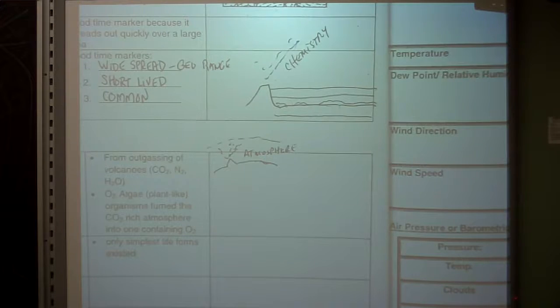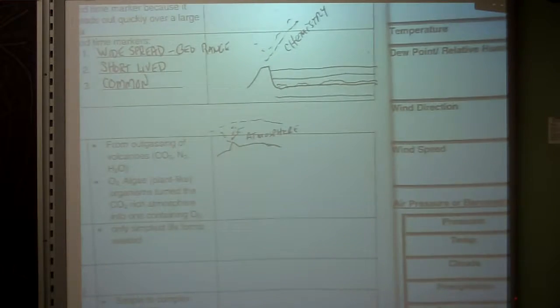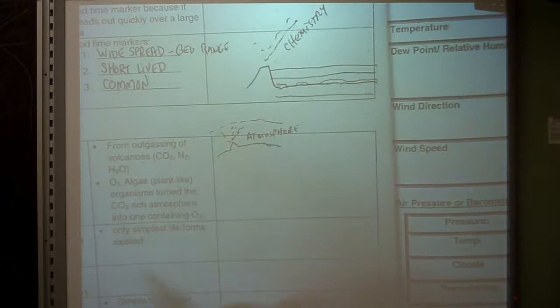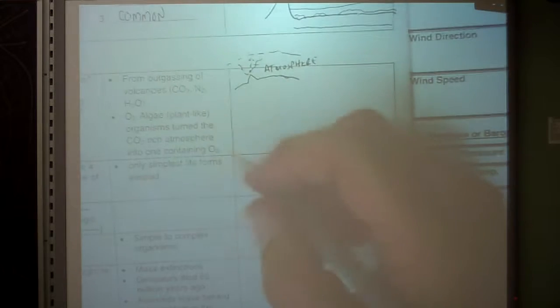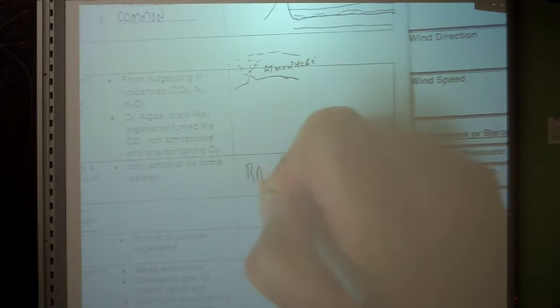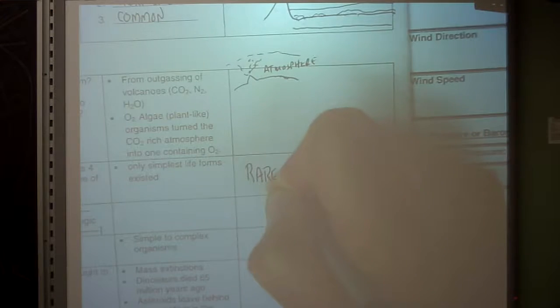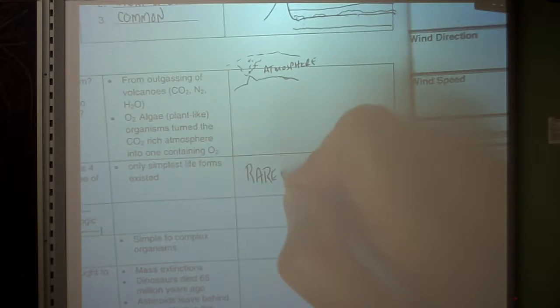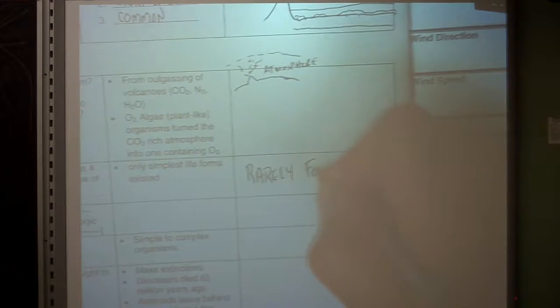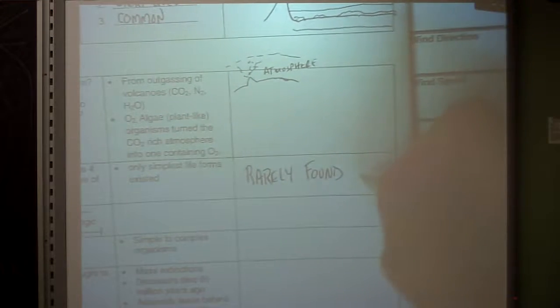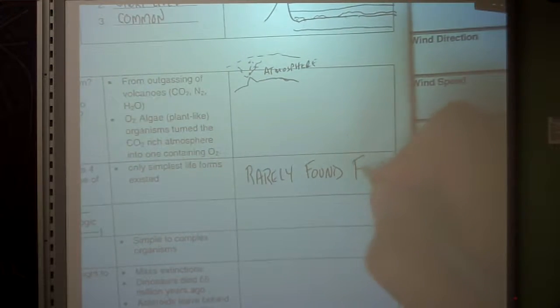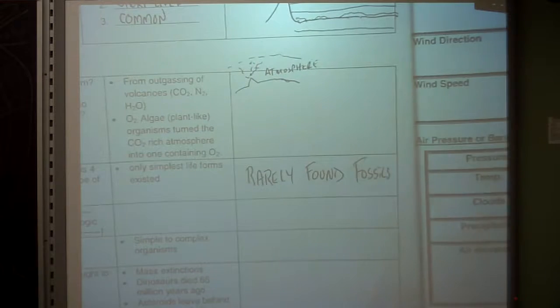Okay? Now, Precambrian time, this is 4 billion years long. What type of life existed? Only the simplest forms, and that means that fossils are really rare. That's because they were soft-bodied organisms, so we rarely find any fossils from that period.